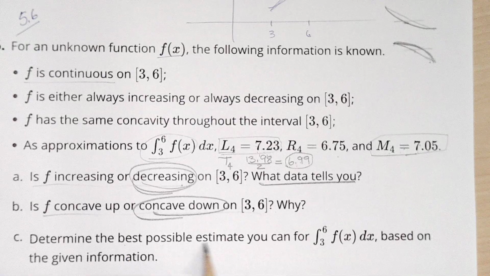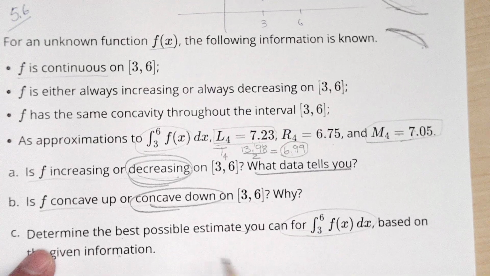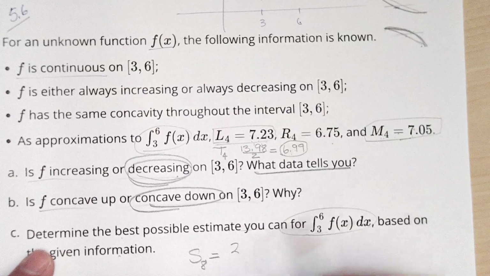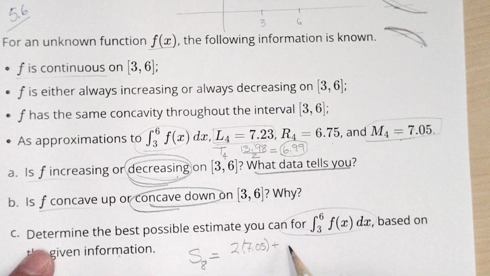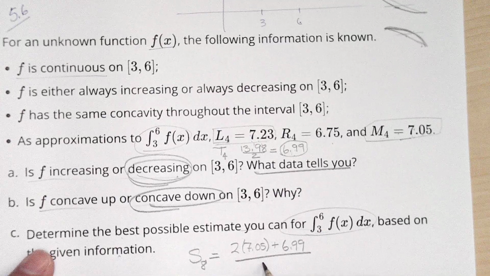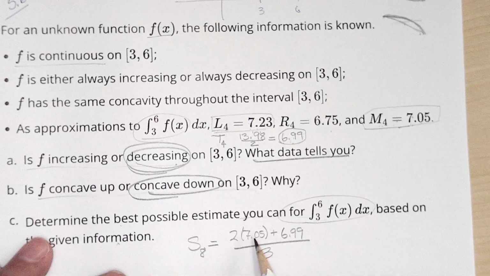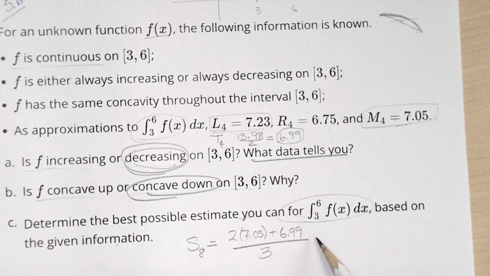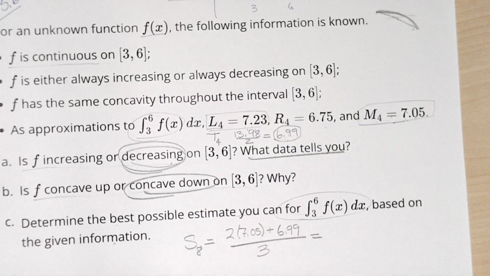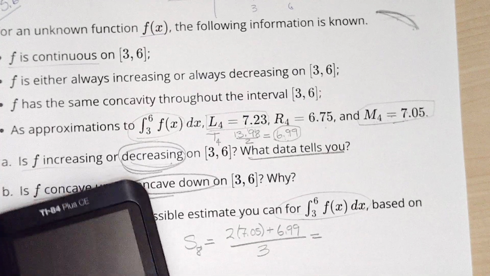And now determine the best possible estimate based on the information. Well, we're going to do Simpson, and we've got 4, so we'll be doing Simpson 8, which means take 2 of the midpoints plus 1 of the trapezoid and divide it by 3, because we got 1, 2, 3 of the estimates.